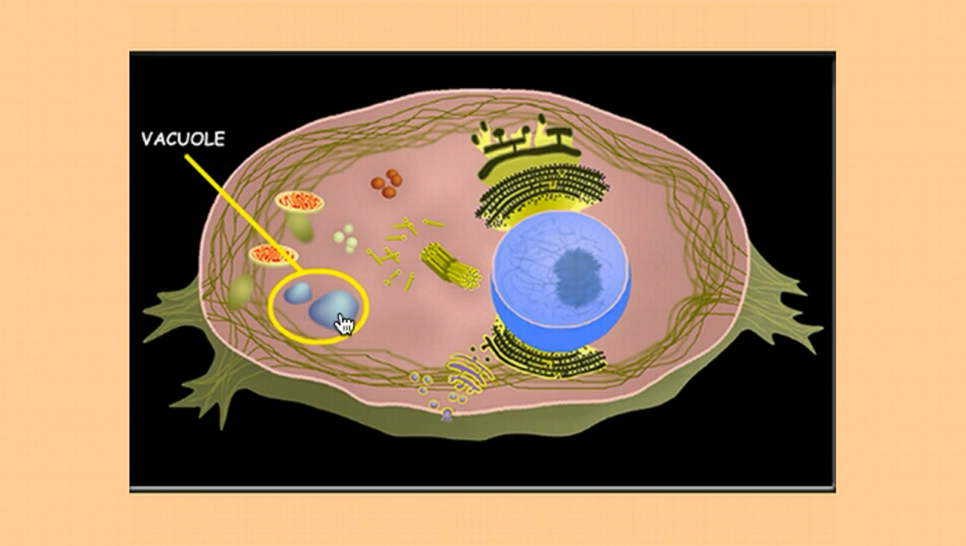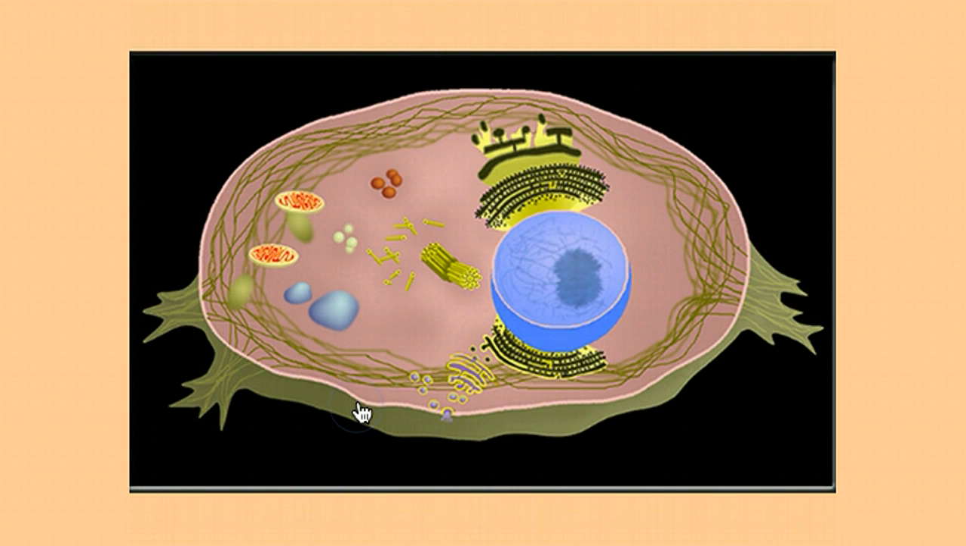The vacuoles. Even though both plant and animal cells have vacuoles, the plant cell vacuoles are much larger and more prominent. However, in animal cells, they are smaller. The vacuoles basically act as a storage organ in which food, water, waste, and other materials are stored.